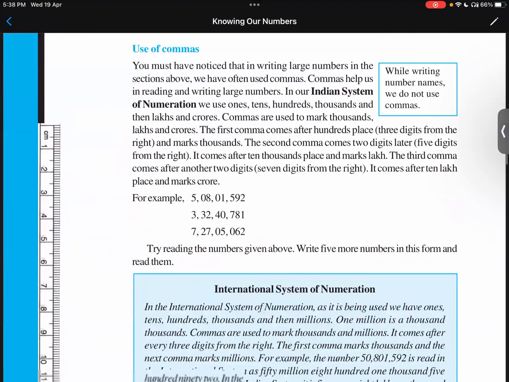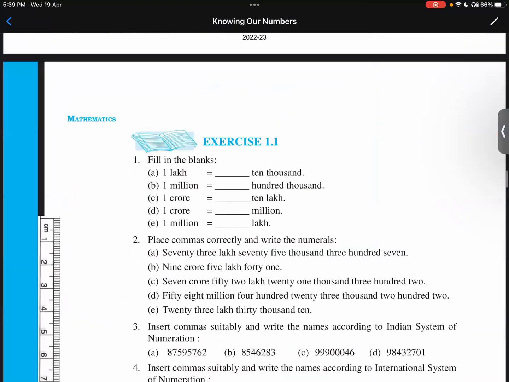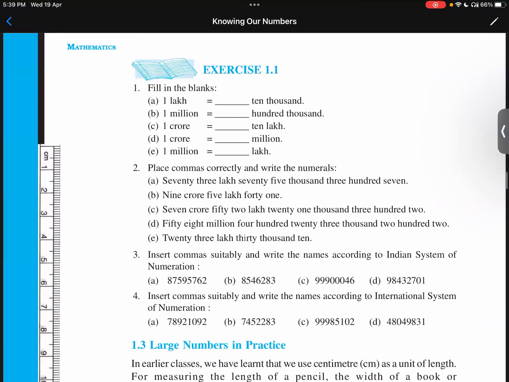Okay. So can you see the chapter? Yes. Okay. Let's try doing a few questions from the first to sixth time.